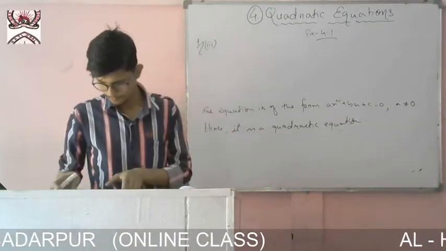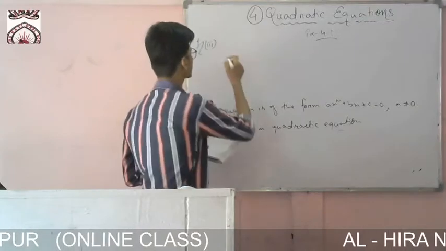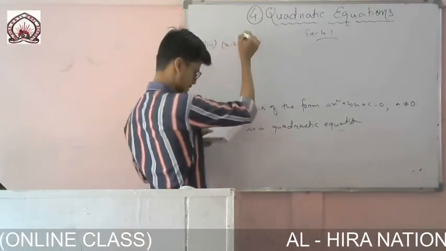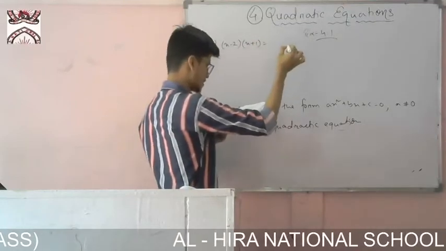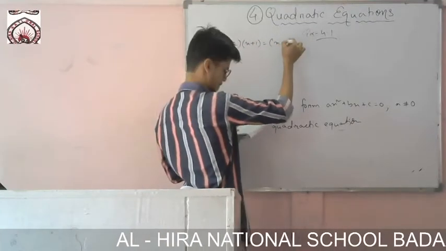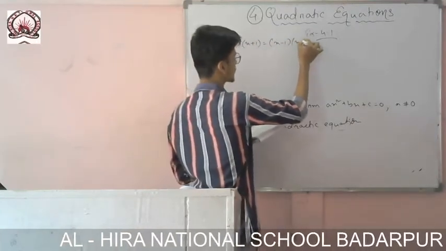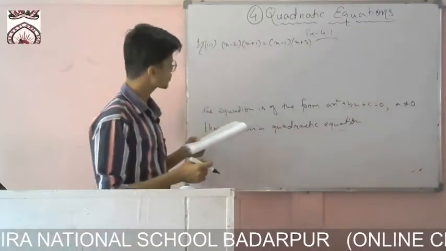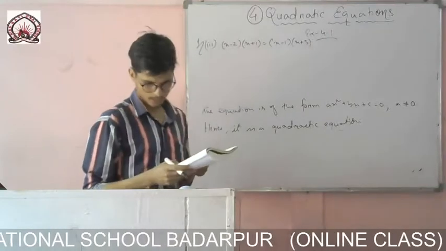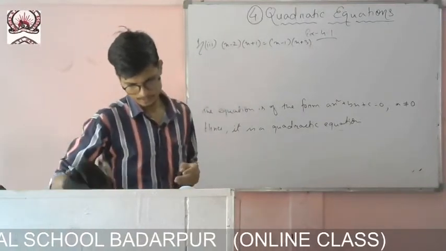Roman number 3: (x minus 2)(x plus 1) equals (x minus 1)(x plus 3).